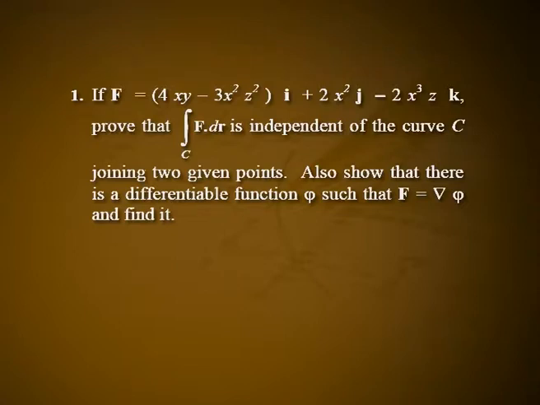Before going to the next session, let us try to answer these questions. If F is equal to (4xy - 3x²z²) i plus 2x² j minus 2x³z k, prove that the integral over c of F dot dr is independent of the curve c joining two given points. Also show that there is a differentiable function phi such that F is equal to del phi and find it.